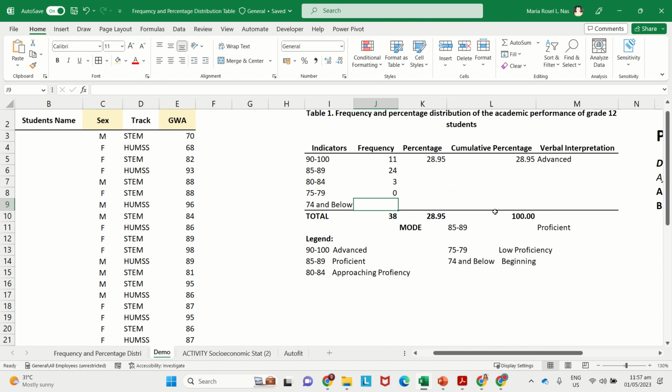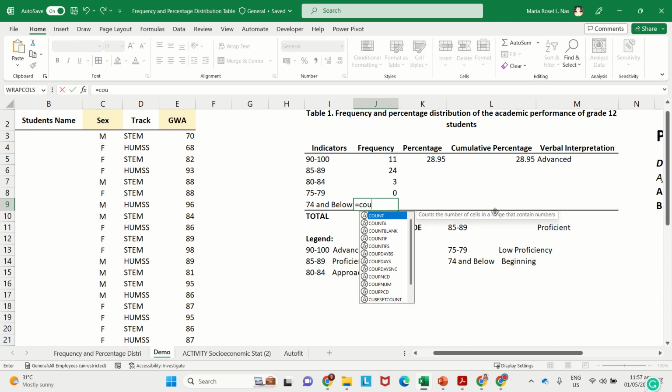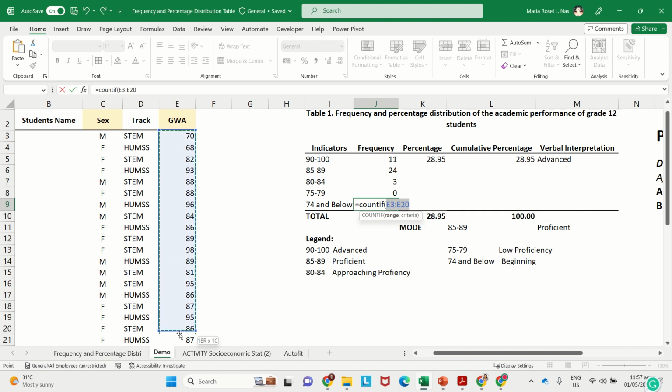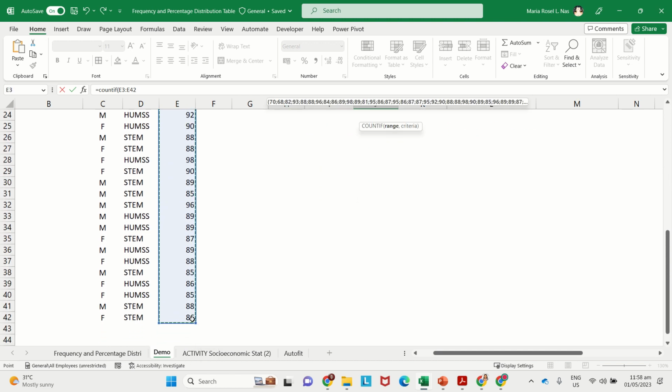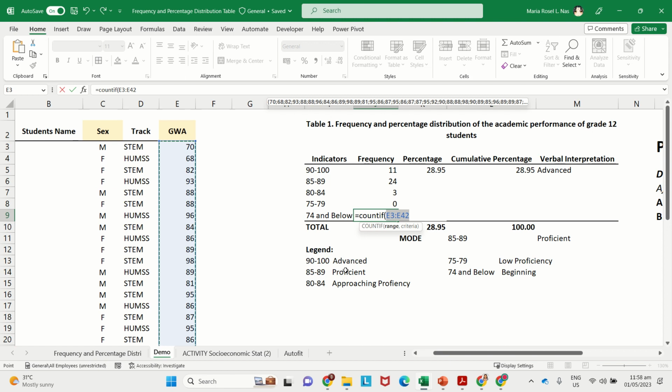And then for 74 and below, again COUNTIF. So here, since we only have one value, which is 74, we can just use here the COUNTIF function. So here it will count if the cells from E3 to E42 contain a value that is less than 74, then it will count those cells.